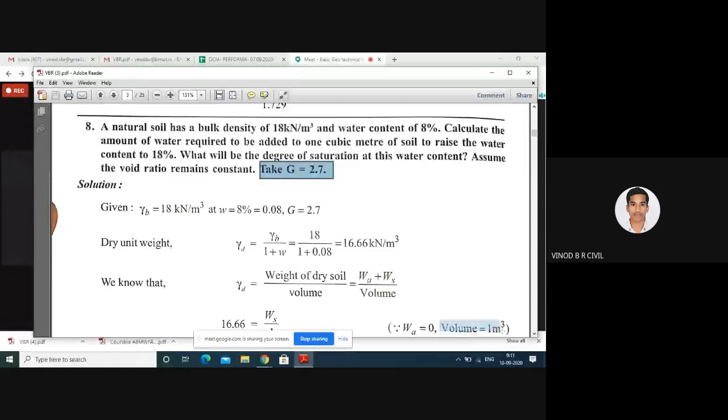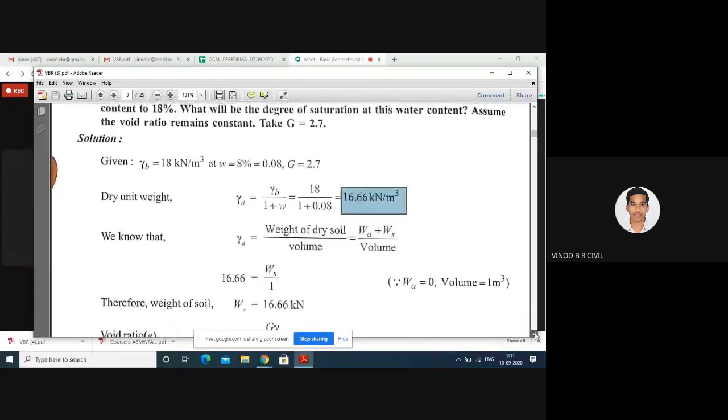Here gamma B given in the problem is 18 kilonewton per meter cube at a water content of 8%, and G is equal to 2.7. Now you are calculating dry unit weight. Dry unit weight equals gamma B, bulk unit weight, divided by 1 plus w. 18 divided by 1 plus 0.08. So gamma D is equal to 16.66 kilonewton per meter cube.